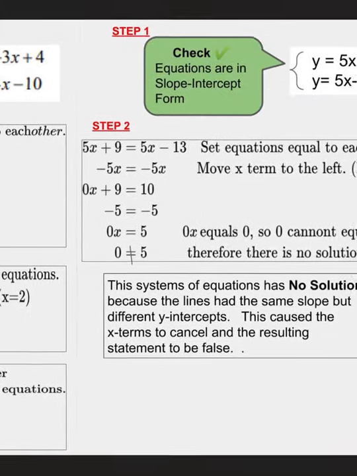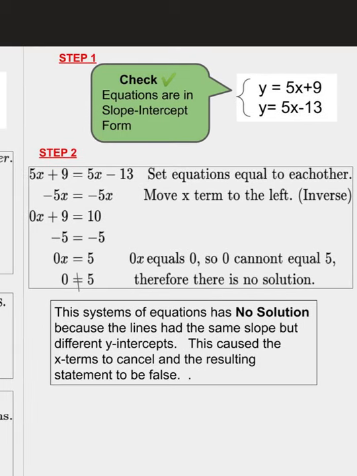So now let's look at this last example. First, I check to make sure my equations are in slope-intercept form. They both are. I'm going to take the one part of each equation and set them equal to each other. So 5x plus 9 equals 5x minus 13. Move my x term to the left, so subtract 5x from both sides. When I do that, that leaves me with 0x plus 9 equals negative 13.